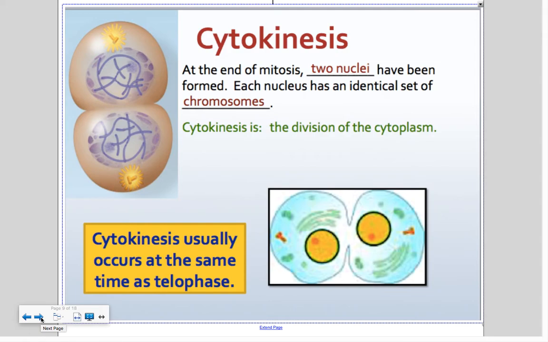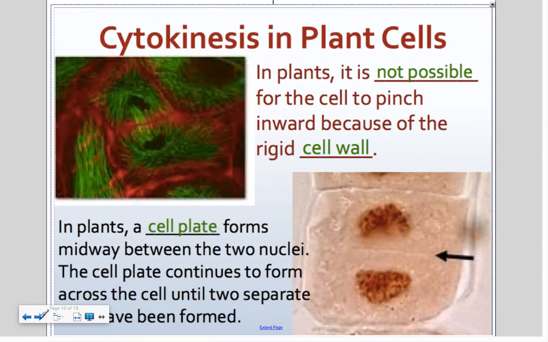So if we look at this picture, where the difference comes in is that the cell wall of a plant is rigid. We've talked about that. It helps hold the plants upright, as it has to be rigid in order for them to stand up. Because that is rigid, that membrane cannot pinch itself off to form two new cells.